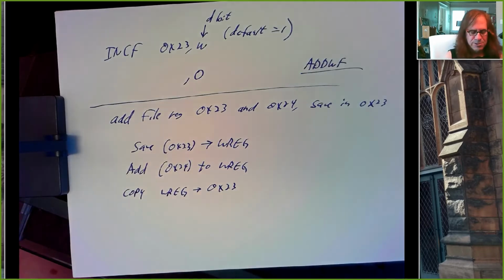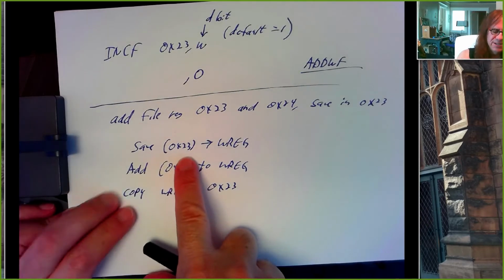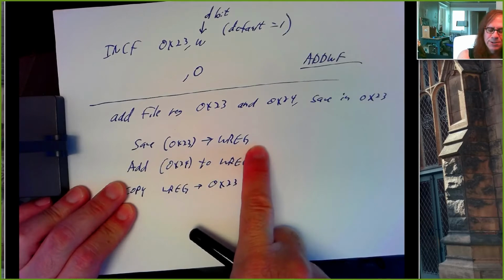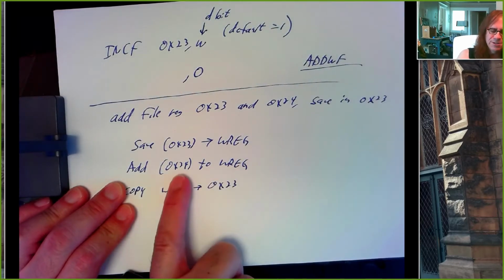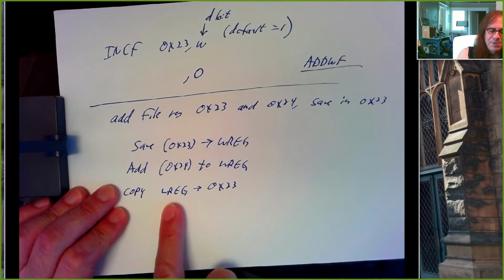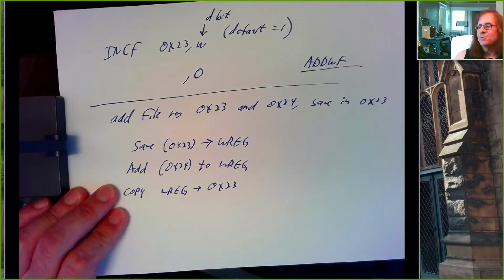All right, so the suggestion was copy the contents of file register 23 into the working register, and then use our add WF to say add the working register to the contents of file register 24. Store the result in the W register, and then copy that result from the W register back into 23.